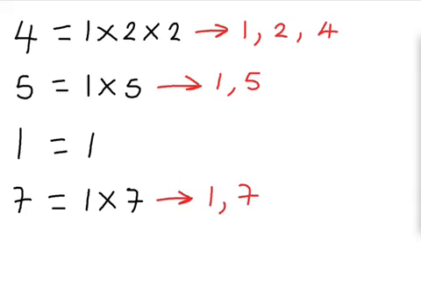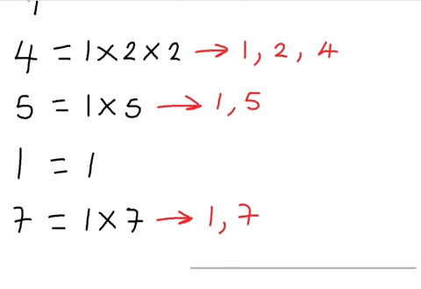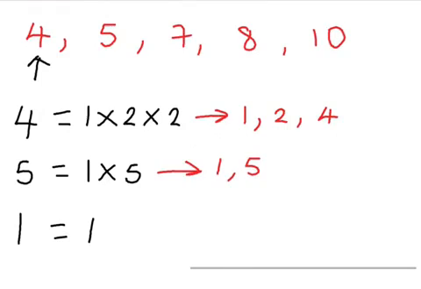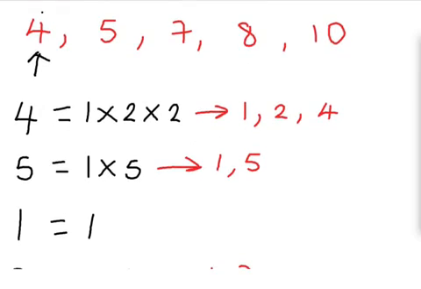Now, can I ask you, what kind of number is 7? Is it a prime number, or an even number, or an odd number? If you said prime number, you are very correct. Okay, now with this, we have been able to find out the factors of 4, 5, and 7.